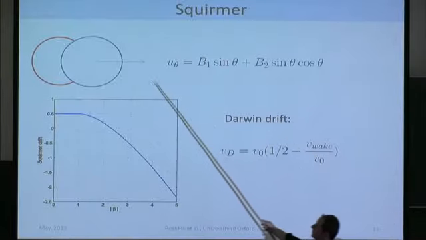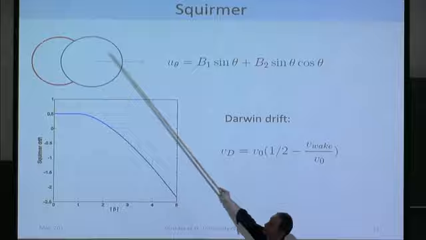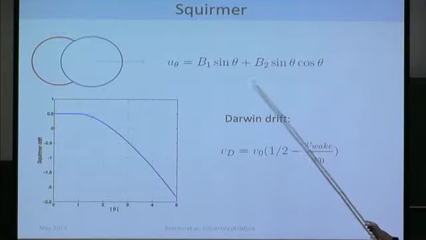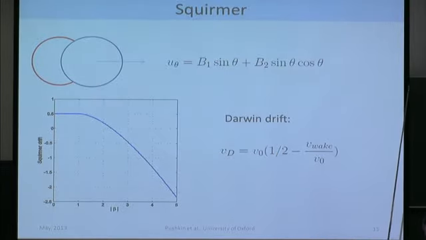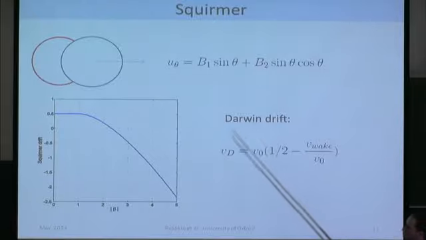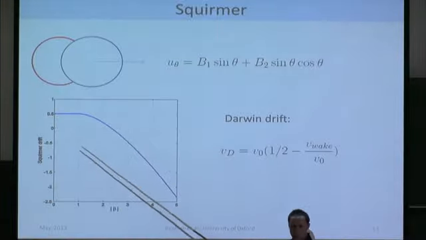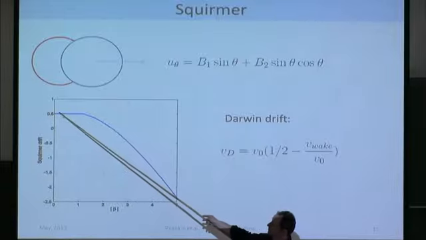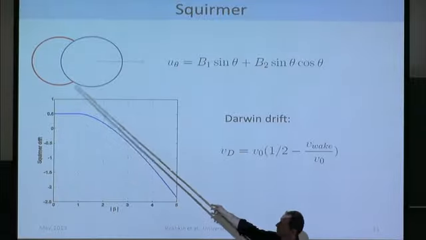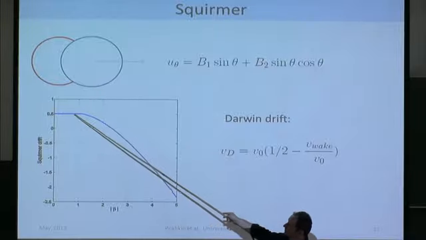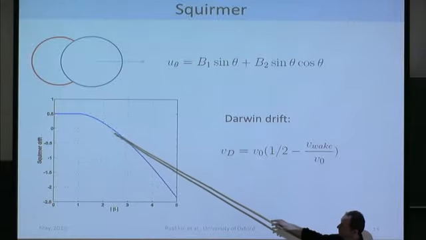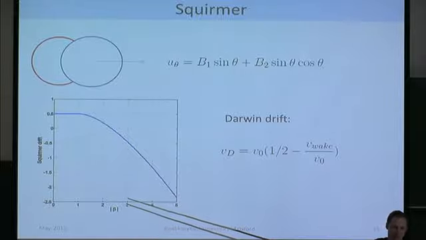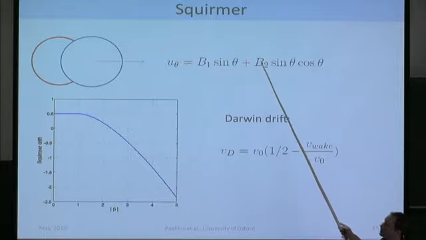So for the Squirmer model, essentially you have a spherical body, and you prescribe a tangential velocity in the form of the first two spherical harmonics. The constant B1 sets the speed of the Squirmer's swimming, and the constant B2 sets its dipole strength. If you numerically calculate the Darwin drift for the Squirmer, you'll find that it starts off with the value 0.5 in units of the Squirmer volume, and stays at this value for a while, but then drastically departs from it and even changes sign. It becomes negative when beta is above 2, and beta is the dipole strength, or equivalently the ratio of B2 to B1.